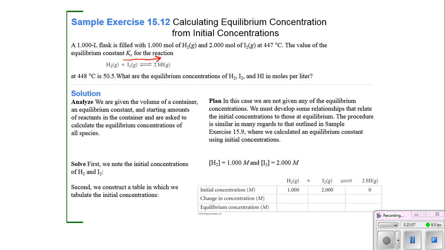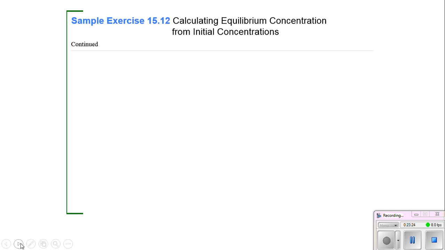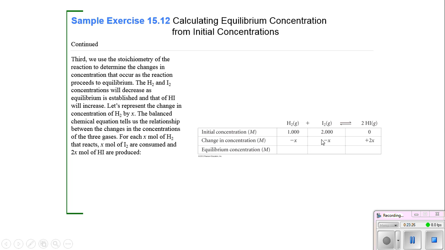So the reactants are going to decrease. That means our reactants are going to be negative in value and our products are going to increase. Otherwise, we wouldn't have a reaction occurring. Okay, so that's why I have right here our negatives.